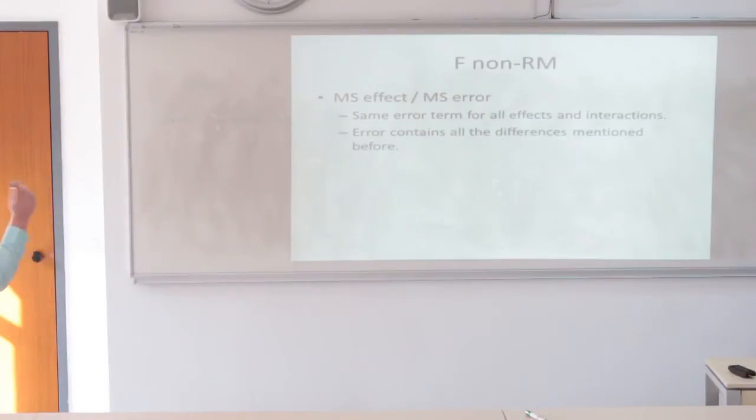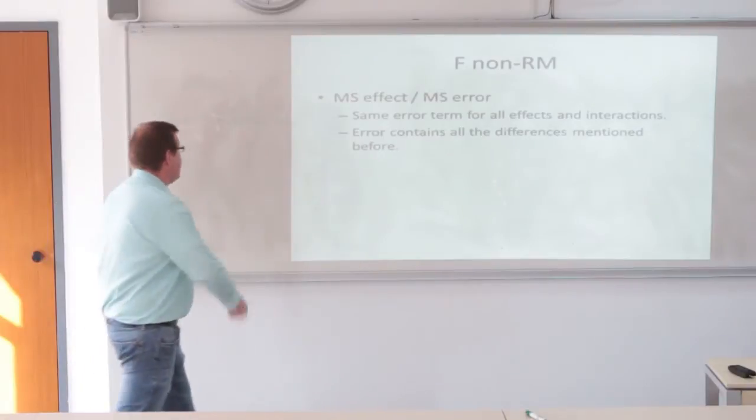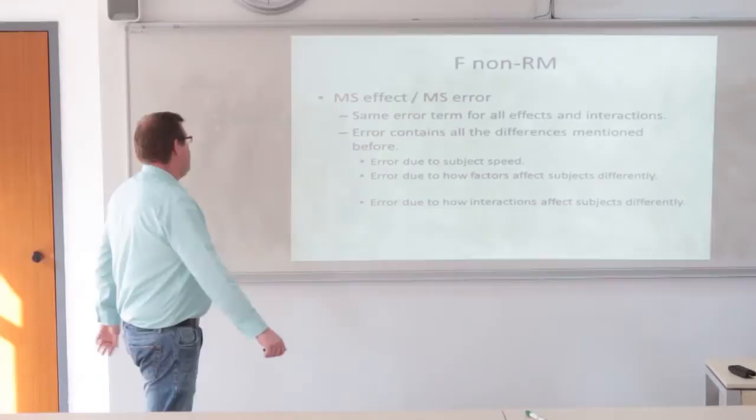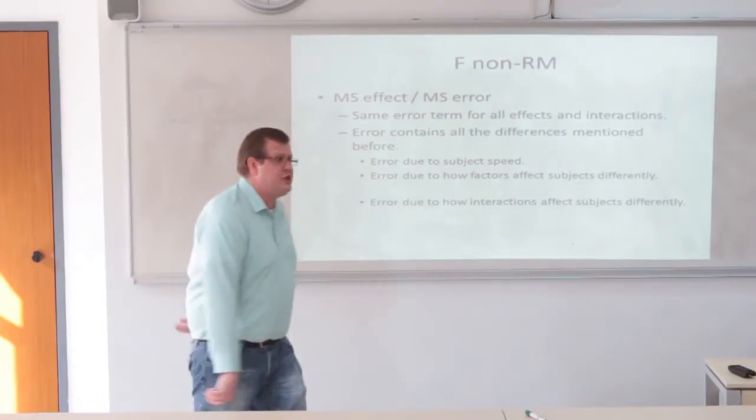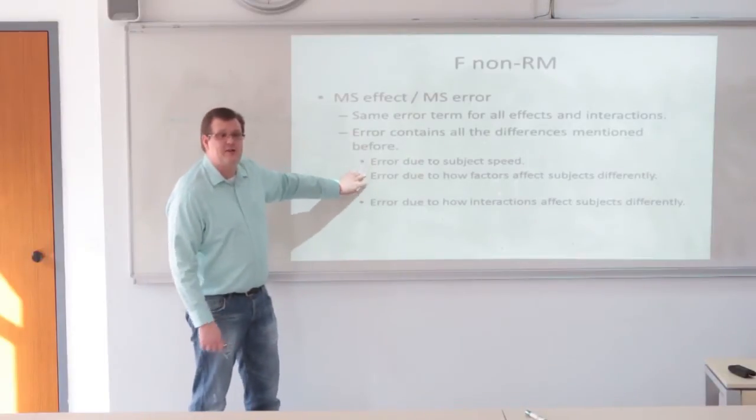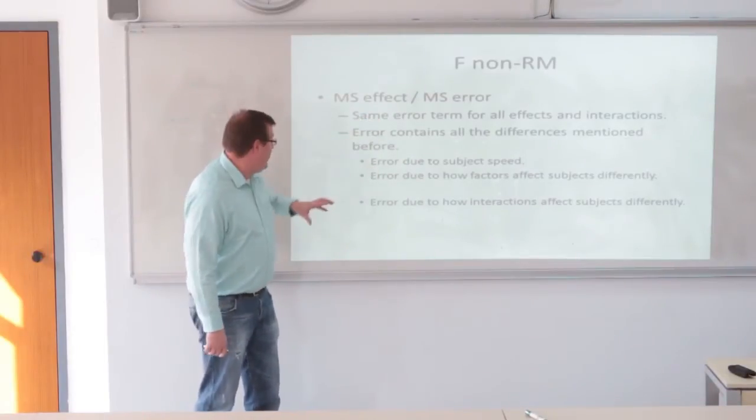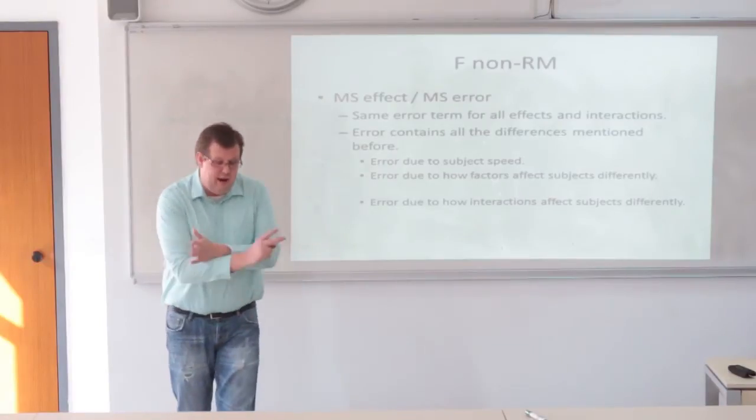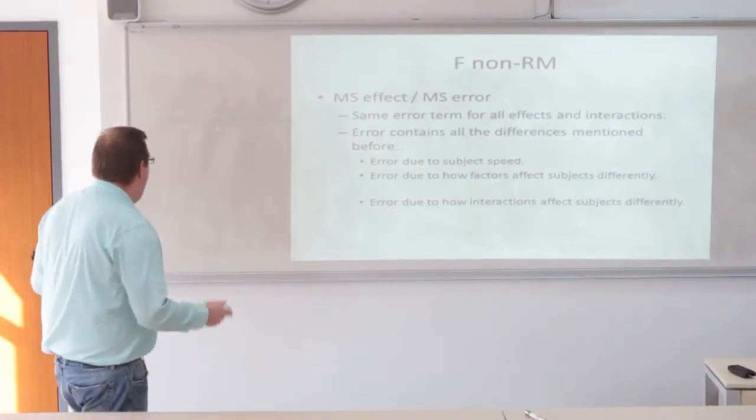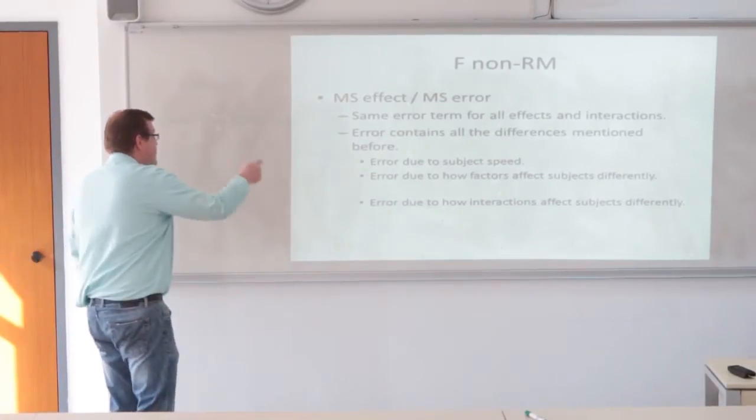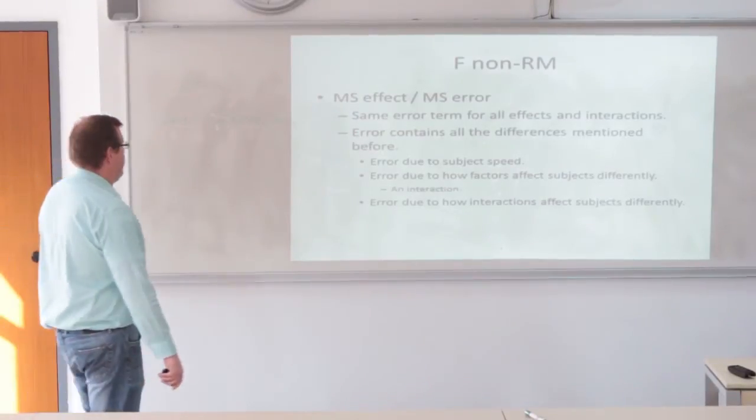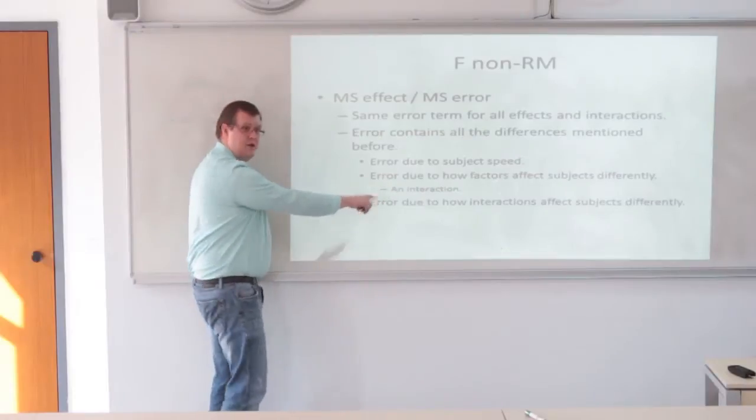Now, that error piece for our non-repeated measures contains all of those differences that we just mentioned. Differences due to subject speed, due to gender, due to motivation, due to whatever, plus the error due to how the factors affect the subjects differently, plus the error due to how the interactions of those factors affect subjects differently, right? So we have all of these pieces that are going into the mean squared error for our F statistic when we're doing a non-repeated measures ANOVA. Now this is an interaction, right?